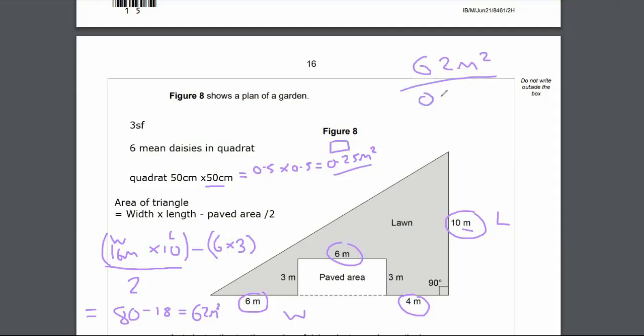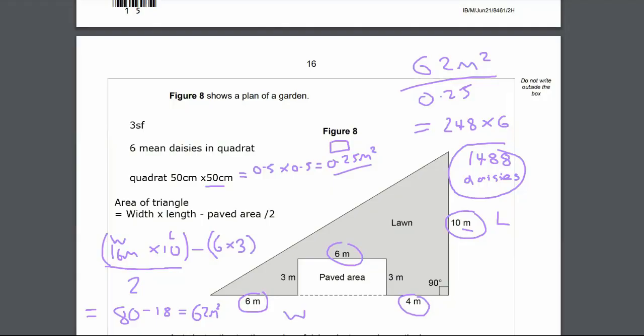Okay, now what we need to do is, we know the quadrat is only 0.25 metres squared. So how many quadrats would fit in 62 metres squared? We'll divide 62 by 0.25. You'll get the total amount of quadrats that will fit in it, and it's 248. Remember that the average number of daisies per quadrat is 6. So there's 6 daisies in each quadrat. We've just found out there's 248 quadrats. So do 248 times 6, and you will get 1,488 daisies, and that's the estimation of the population for 6 marks.